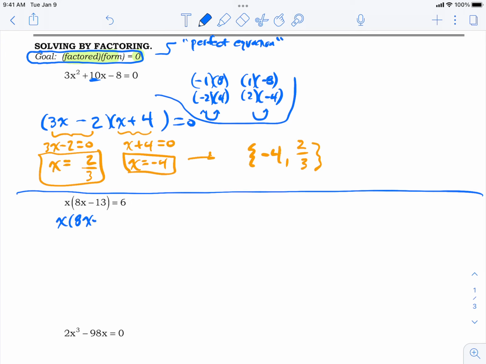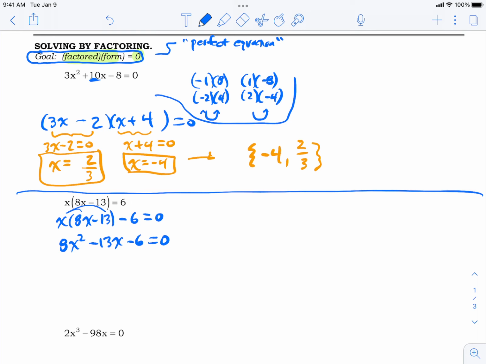I've got no choice here. So I subtract the 6 on both sides. Okay, now it equals 0, except this is not a factored form. It's a subtraction. It's something minus 6. That ain't going to be good. So I'm going to have to rearrange, kind of massage the left side a little bit. So I'll distribute my x here. 8x squared minus 13x, and then minus 6 equals 0.